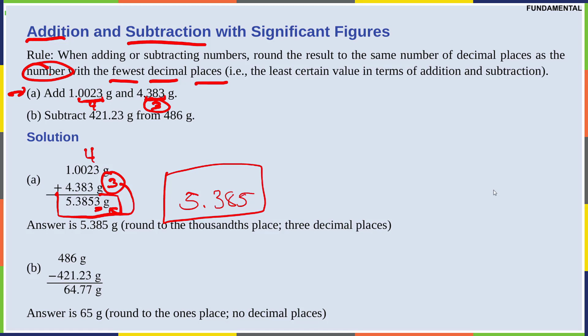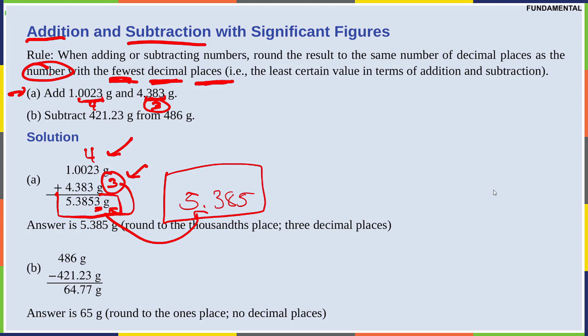So you have to round the final answer to the same number of decimal places as the original number given to you in the problem with the fewest decimal places. This one had 4, this one had 3. That means your final answer, right, even though you're plugging everything in the calculator, after you do that, you still have to shave it down to 3.